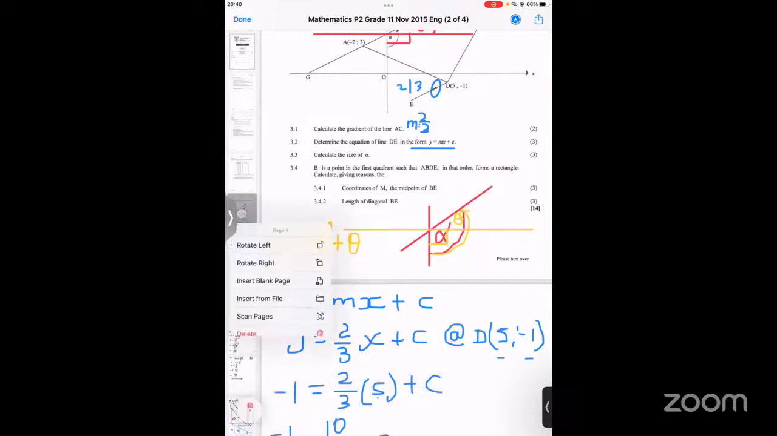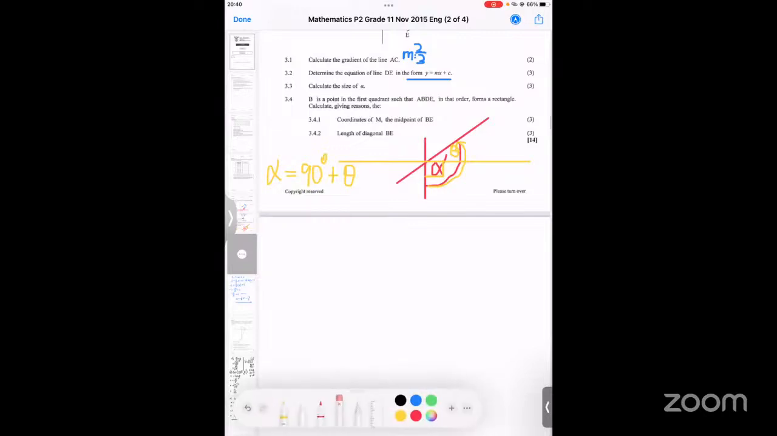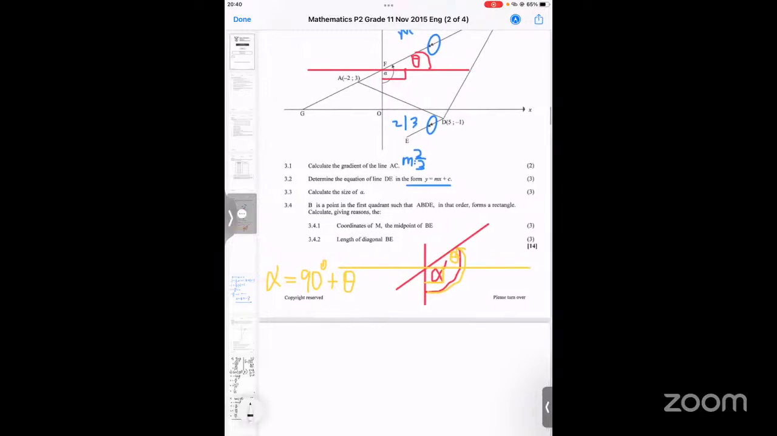Okay, let me set a blank page there. So Ethan, do you understand when I said we can just say alpha is equal to 90 degrees plus angle of inclination? Do you still remember this part? Yes, sir. Does it make sense what I mean there? Ethan, it doesn't make sense, ne? Kind of, sir.